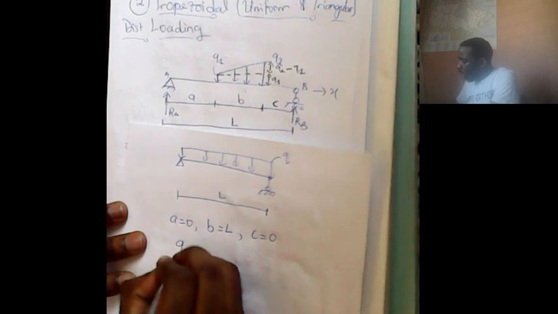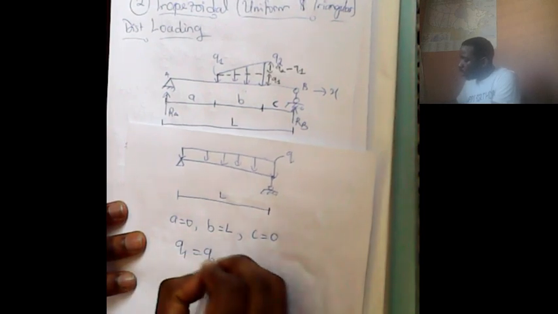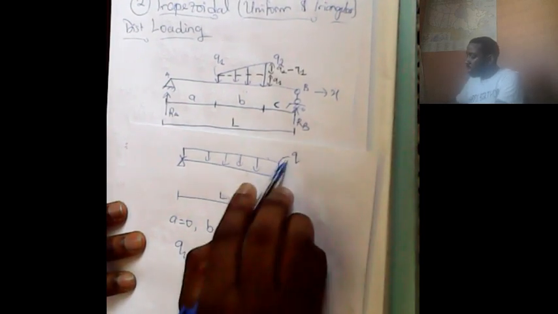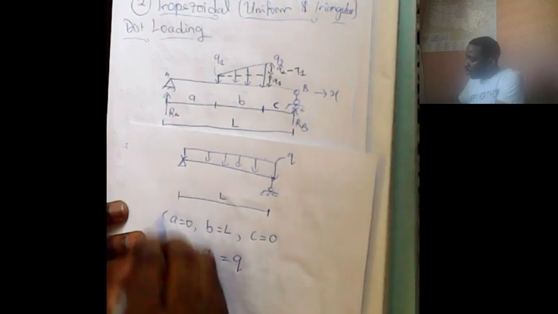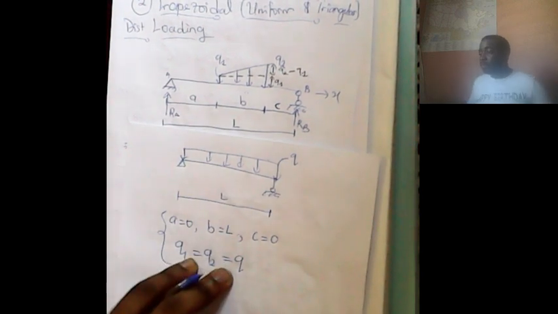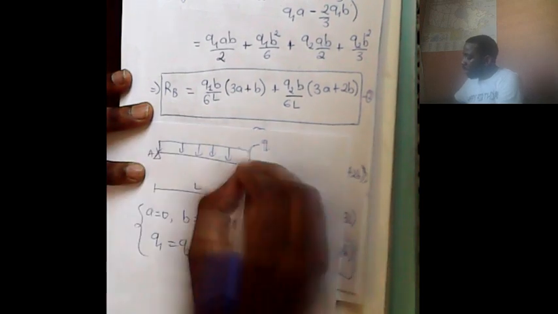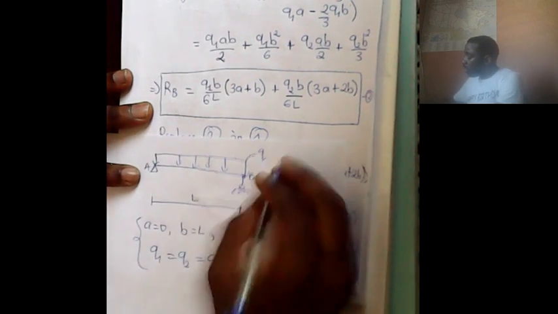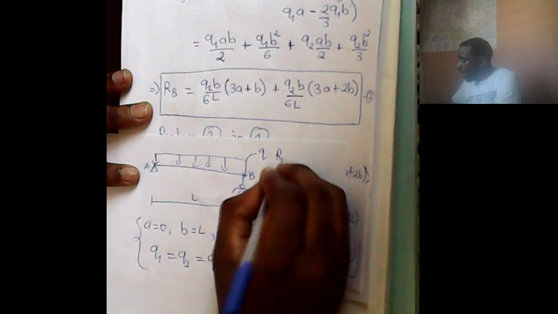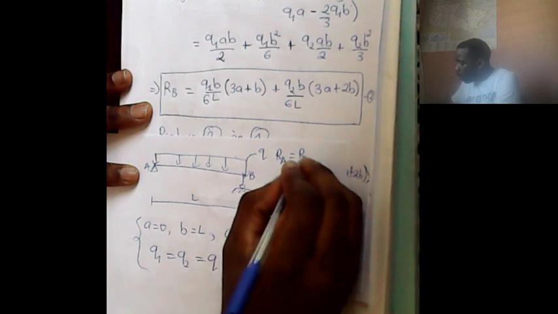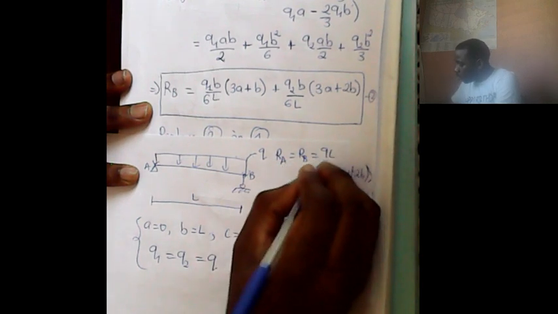And Q1 will be equal to Q2, and all of them will be equal to Q, which is this one. Okay, so we need to represent these values in the equations that we have here. Normally, for the reactions, we call this point A and this point B. The correct reactions, RA will have to be equal to RB, which is equal to QL on 2.